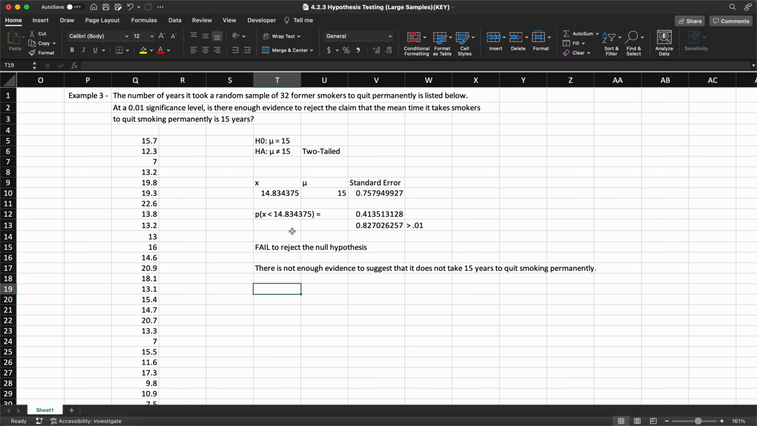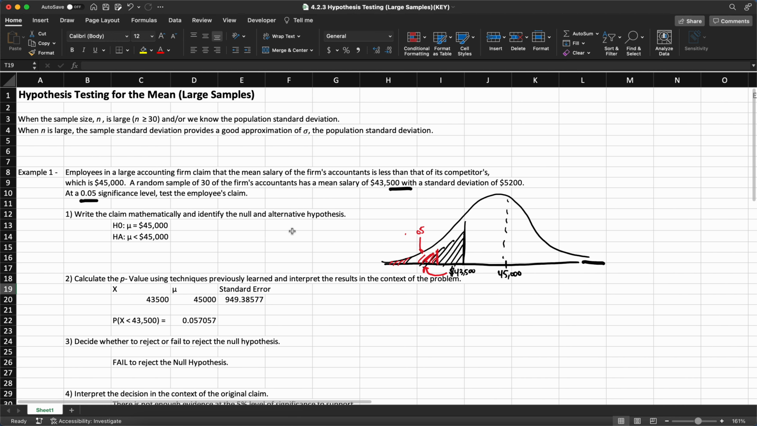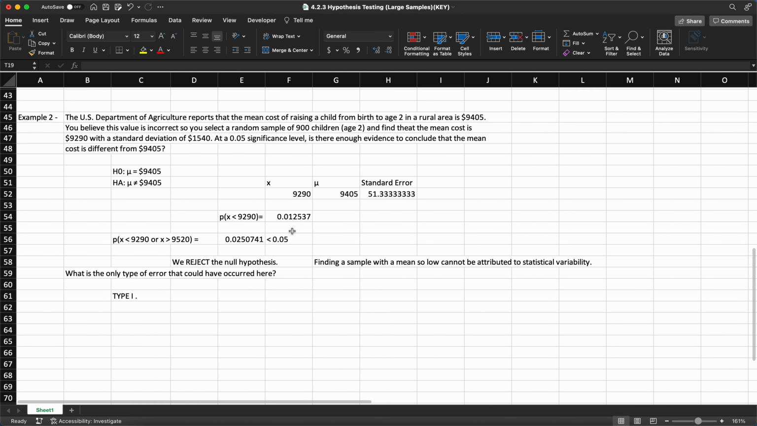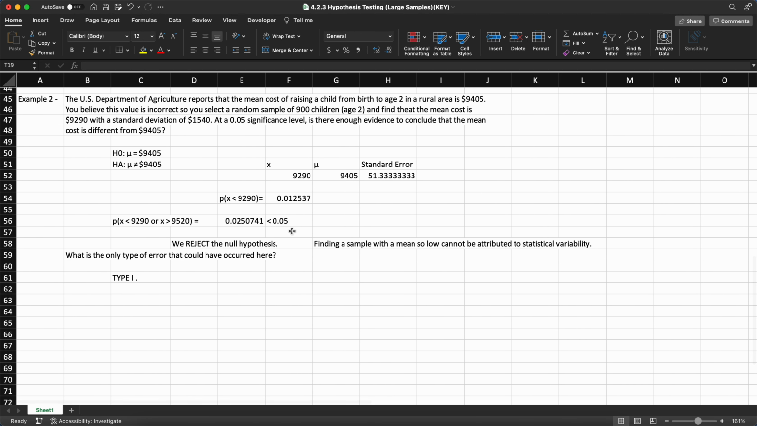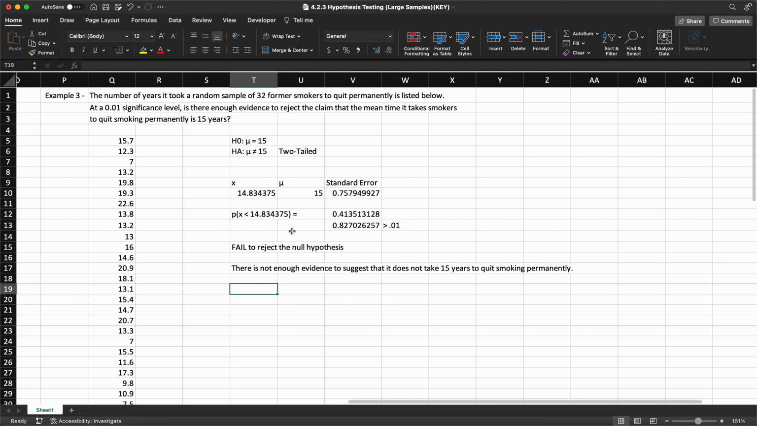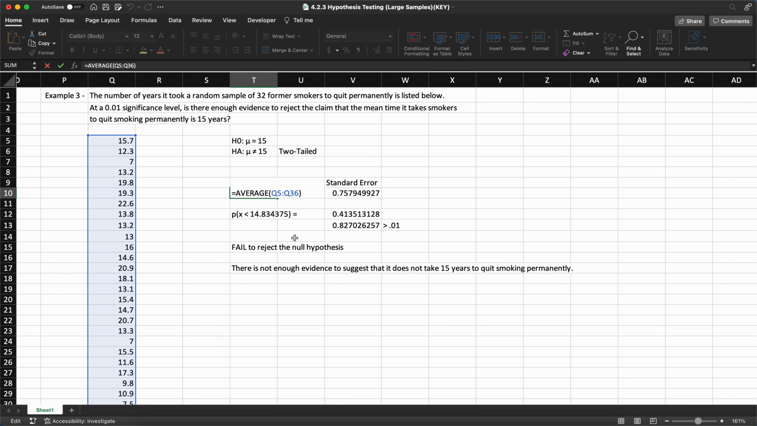All right, well, that's all of the examples that we're going to go over. We did a one-tailed test. We did a two-tailed test given the mean and the standard deviation. And then we did a two-tailed test just given some data where we could calculate the mean using our average formula and the standard error using our standard deviation formula and the square root of the sample size.